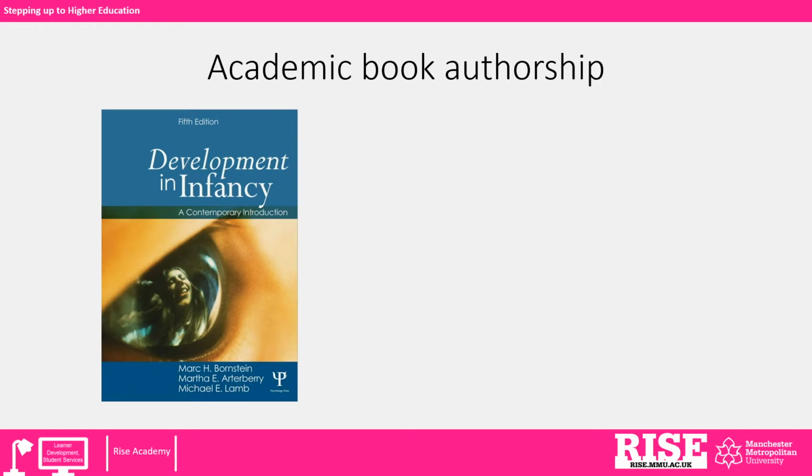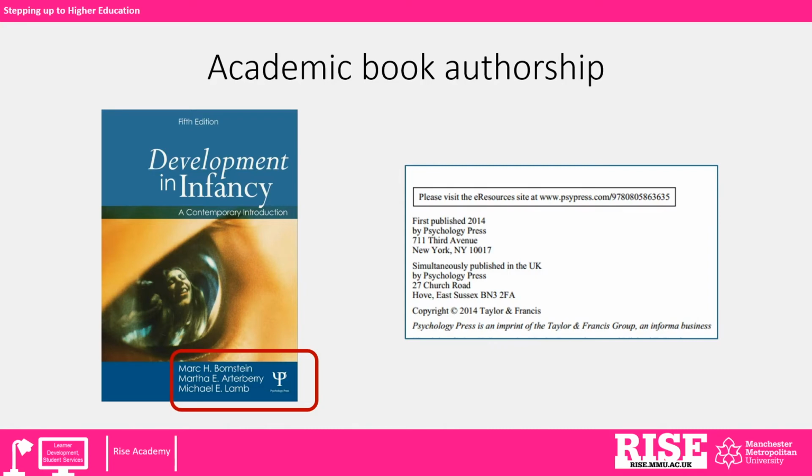Academic books typically have 1, 2 or 3 authors, but they can have more. Authors are often university researchers and tutors or are part of a research organisation. Academic books are published by academic book publishers, and the authors are experts in their fields.